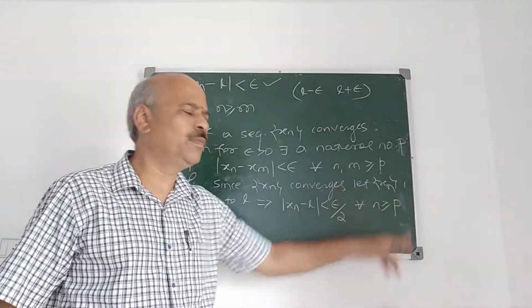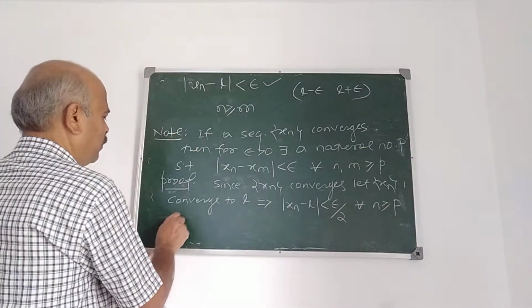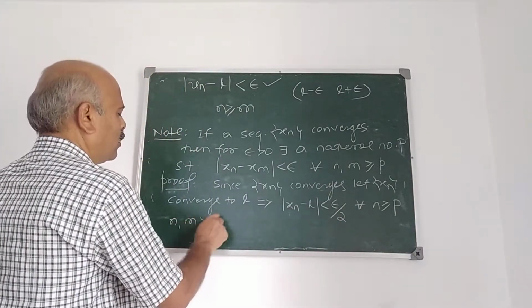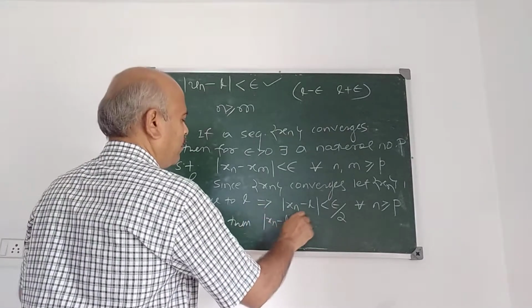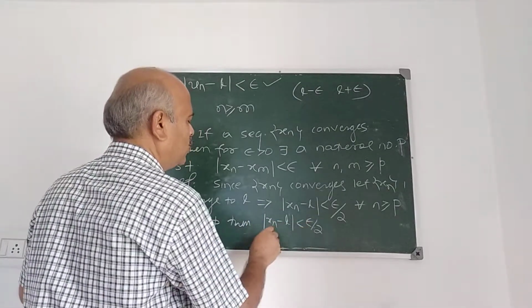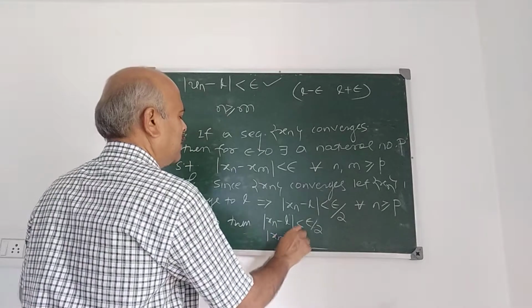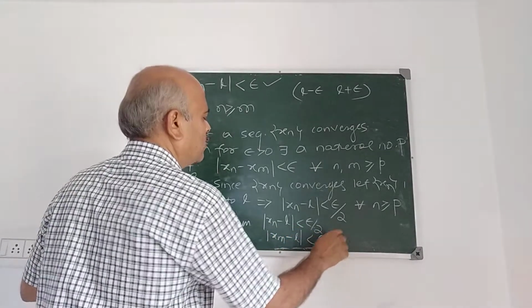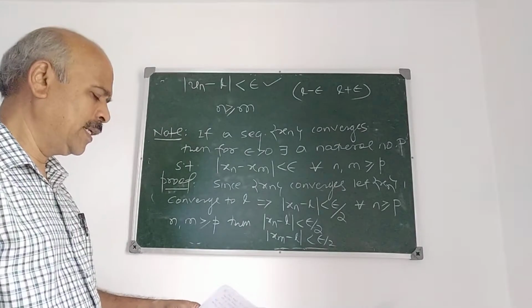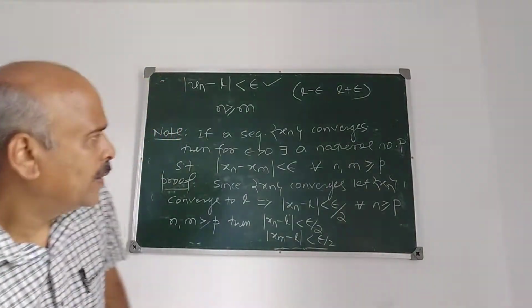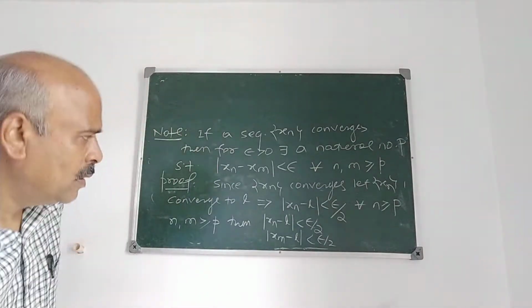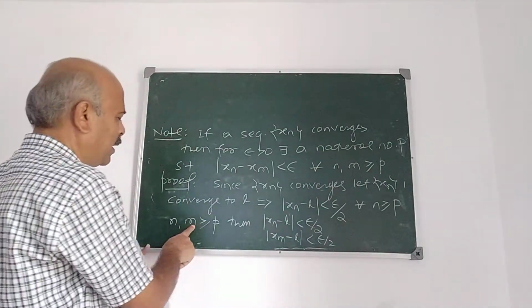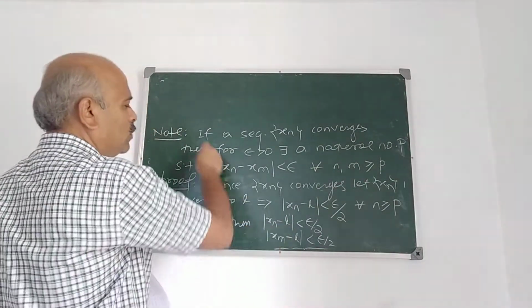There exists this P. Suppose n and m are greater than or equal to P. Then what happens? Mod xn minus L is less than epsilon by 2, and mod xm minus L is less than epsilon by 2. Correct? If m and n are greater than or equal to P, then we have these two.